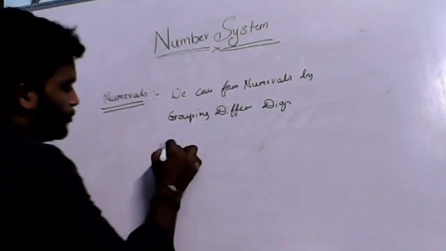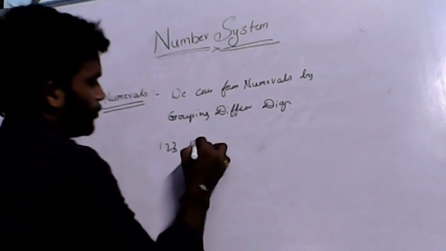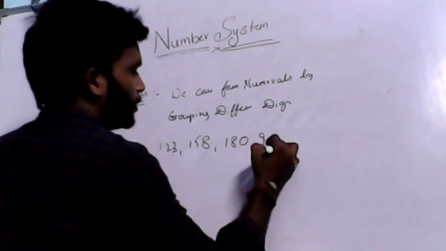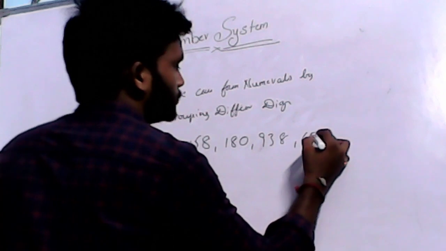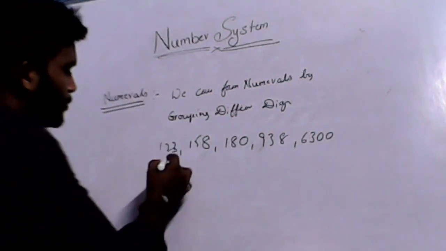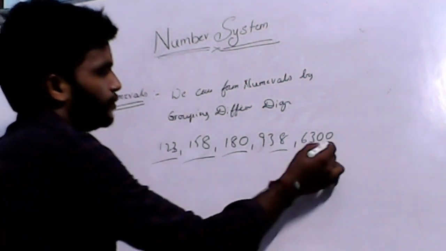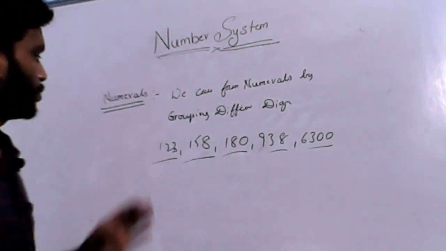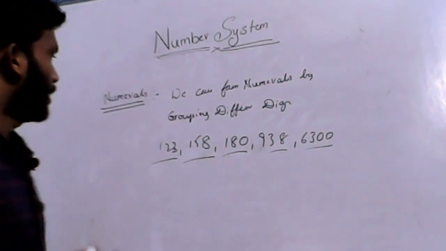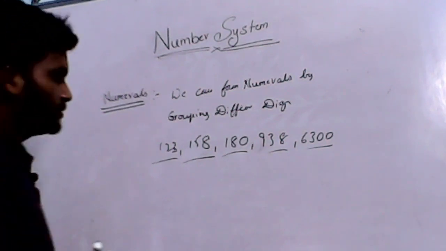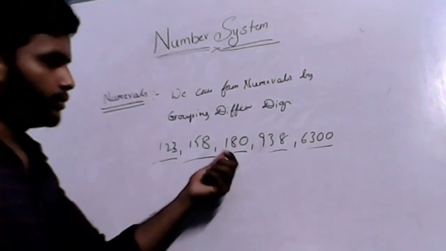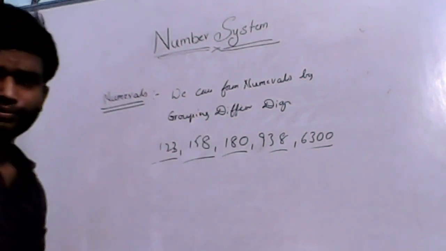That is nothing but 1, 2, 3, 158, 180, 938, 6300, like this. So every one of these is known as a numeral. So we have some symbolic notation of a numeral, as well as we can say this as 123 or 158, 180 and so on.